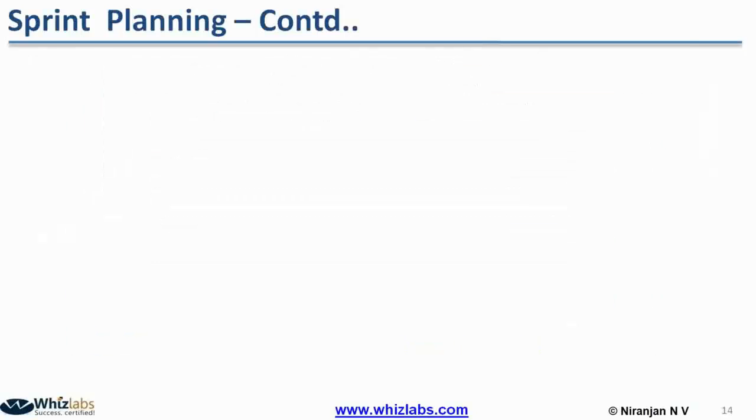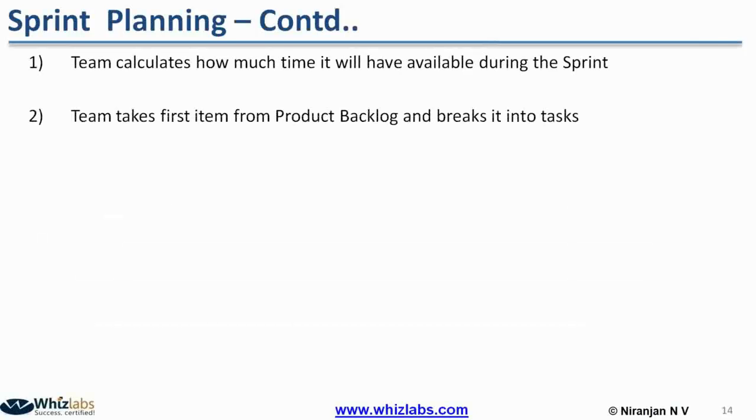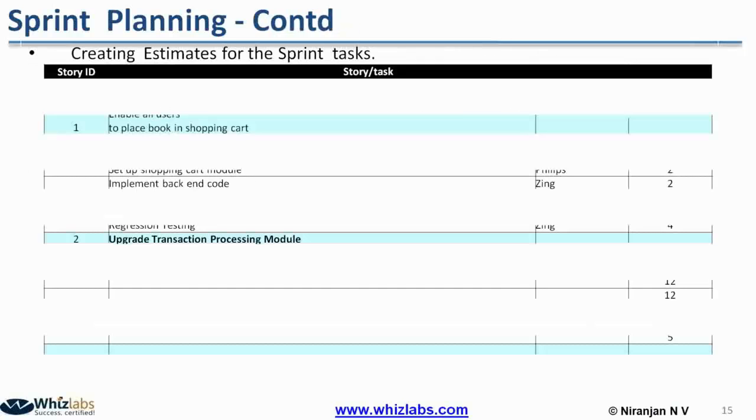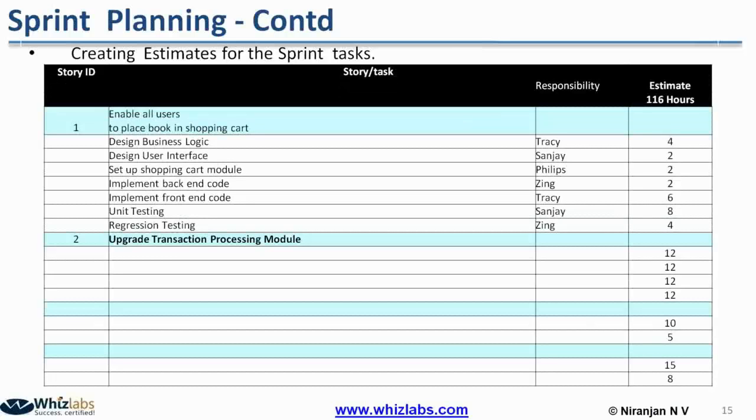Once all the sprint tasks are identified, the next activity is to calculate how long each task is going to take. For this, every task has to be estimated in terms of hours. Here Tracy has estimated it's going to take 4 hours. Similarly, Sanjay has estimated designing the UI will take 2 hours. Like this, every team member will estimate all the sprint tasks taken by them.